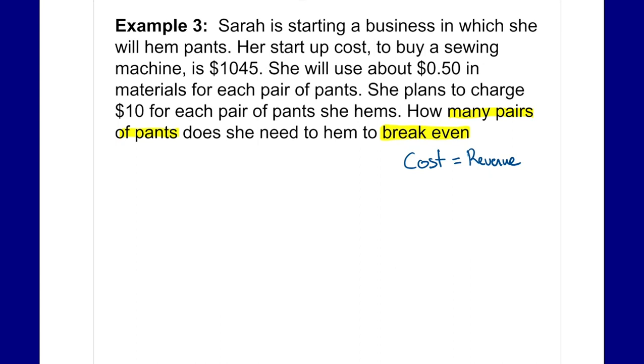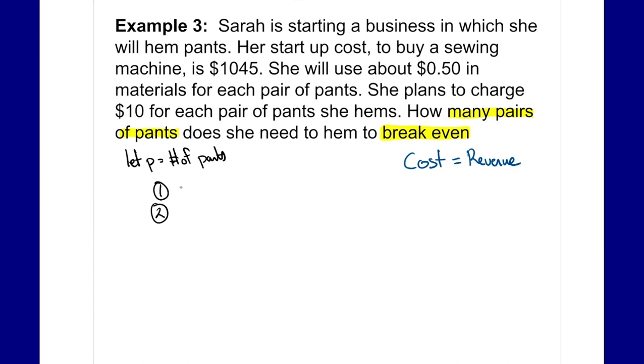Now there's only one unknown here: how many pairs of pants? So our unknown is P. We're going to let P equal the number of pants. Only one variable that we're dealing with, but we're going to use the idea of substitution to help us find our unknown value. So now let's come up with our two equations, equation 1 and equation 2. We know we can set them equal to each other. We have two parts to look for, the cost and the revenue.